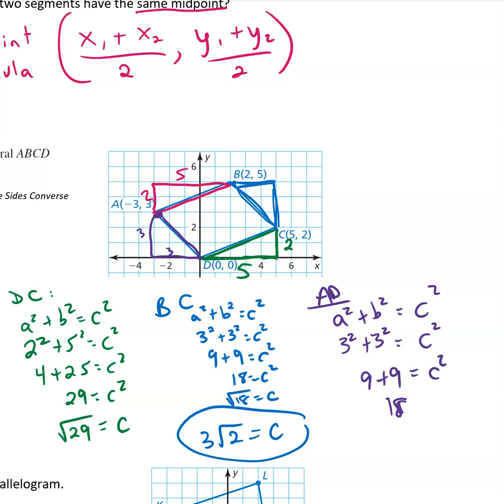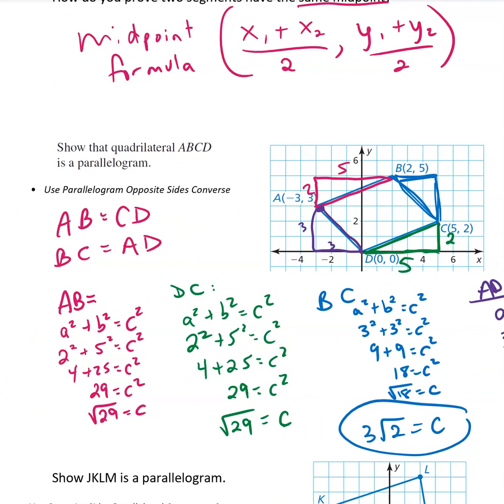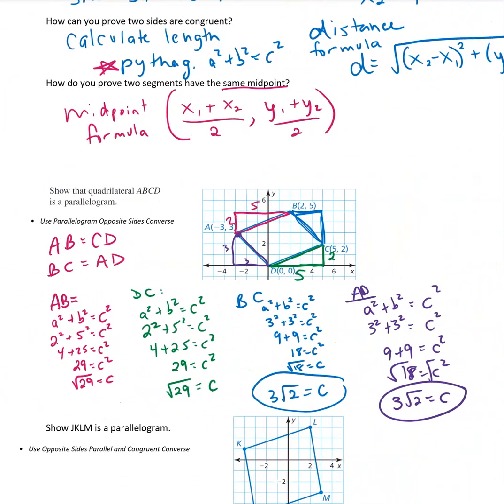Don't try to shortcut this formula. We've got to use it all the way through. The square root, and we get 3 times the square root of 2 is equal to c. All right, so we have shown by the math that the opposite sides are congruent, and now we need to explain what we have found.